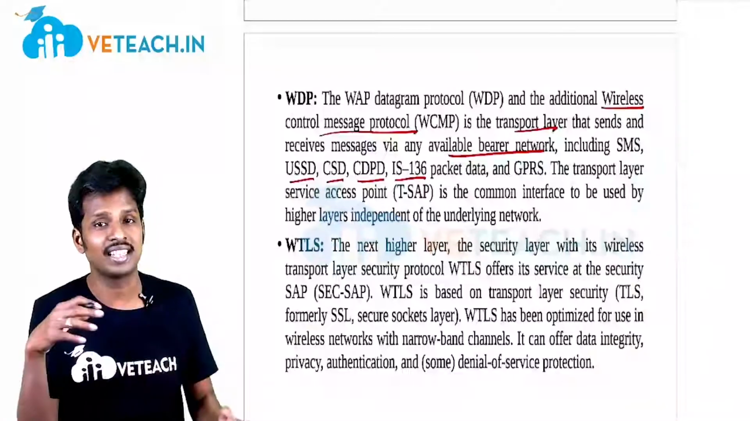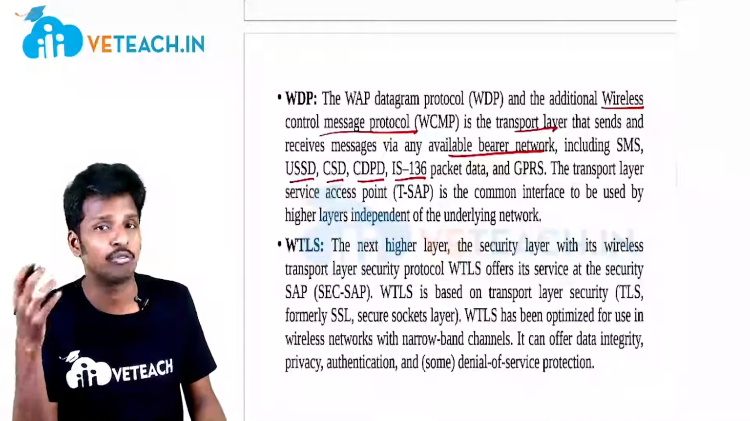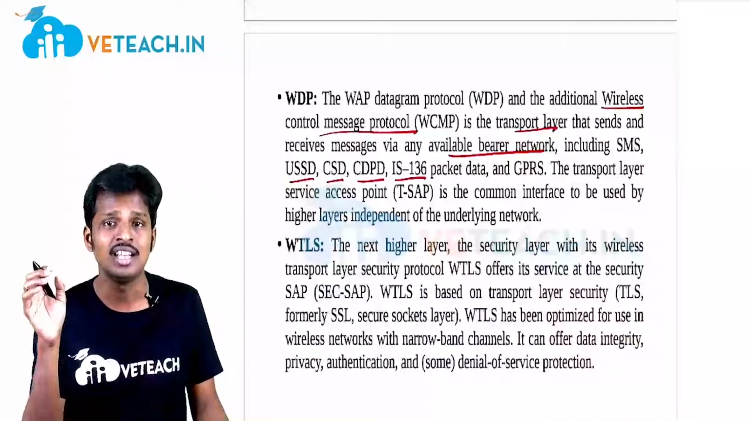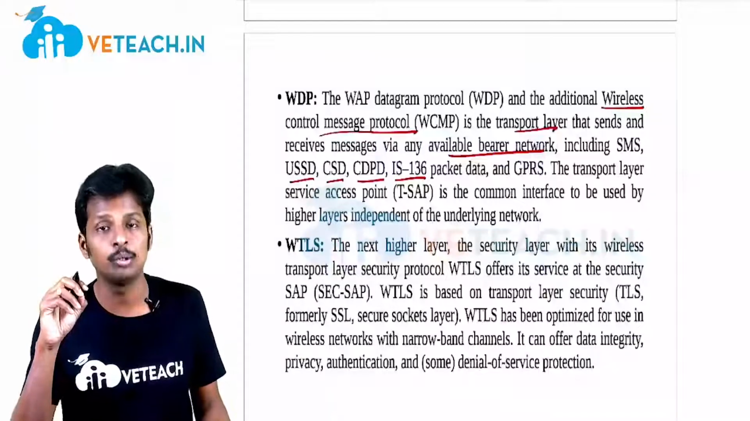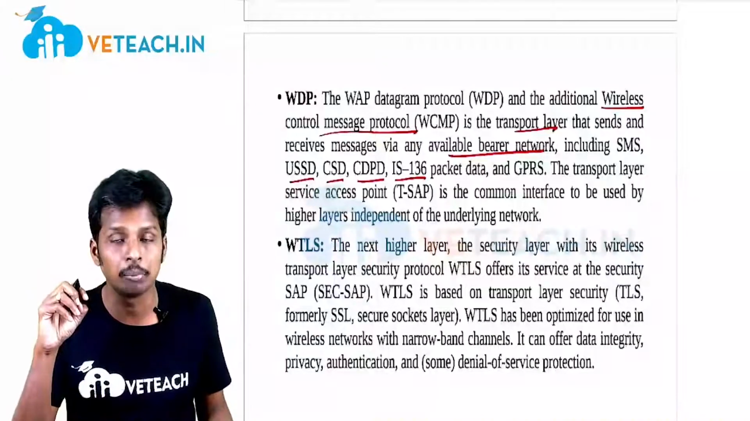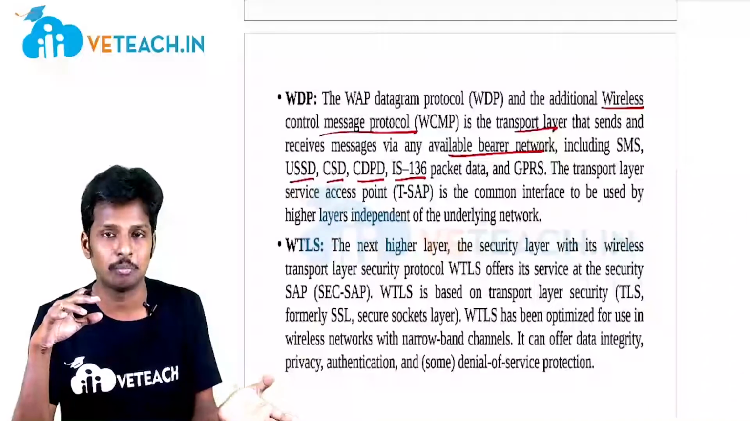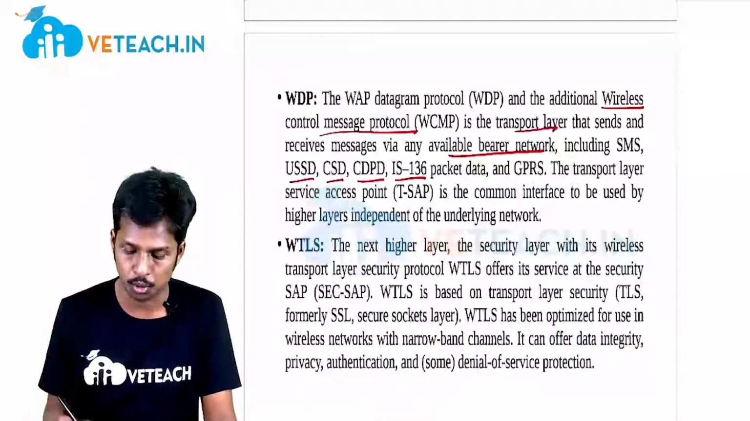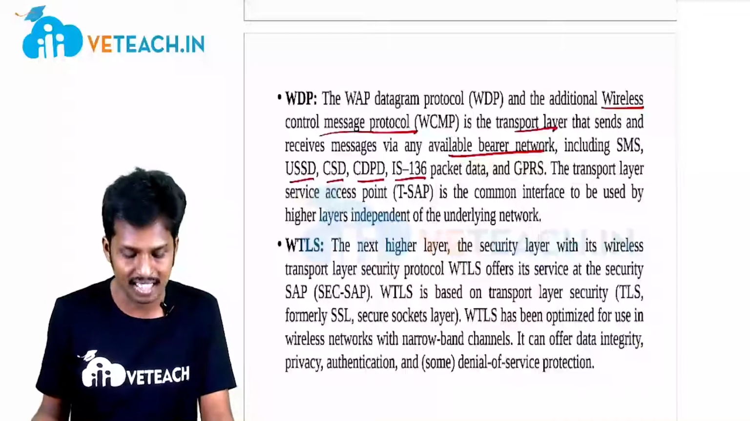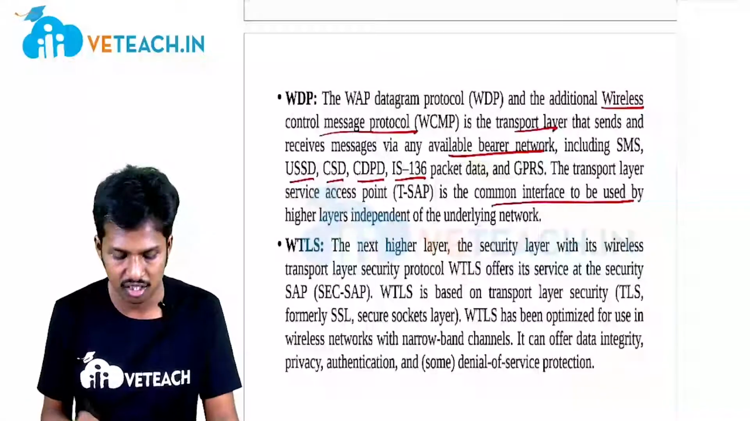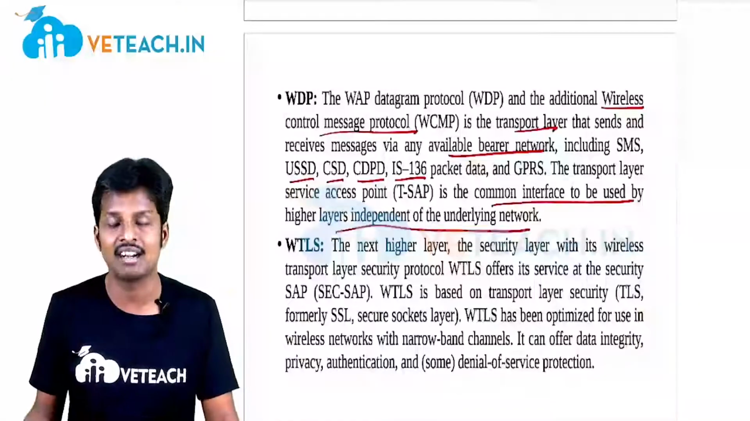So in order to send and receive SMSs or any type of audio or video messages, these transport layer protocols, that is WDP and WCMP, will be used for receiving the data by using the WAP protocol in the transport layer. The transport layer service access point is the common interface to be used between the higher layers and the underlying network.